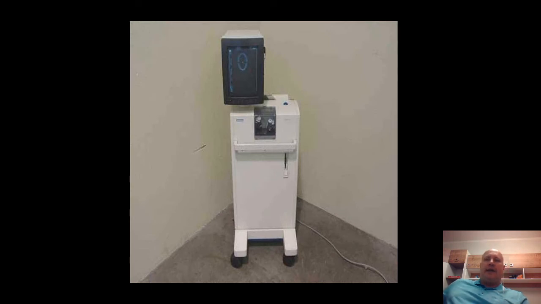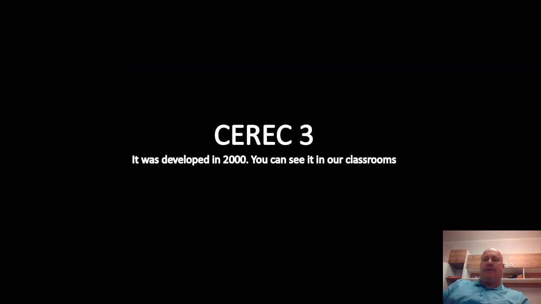In 1995, CEREC 2 appeared, which in the milling device has an additional milling cutter that turned the chewing and the inner surfaces. At the beginning of our century, CEREC 3 was developed, and this CEREC you can see in our classrooms and simulation center.